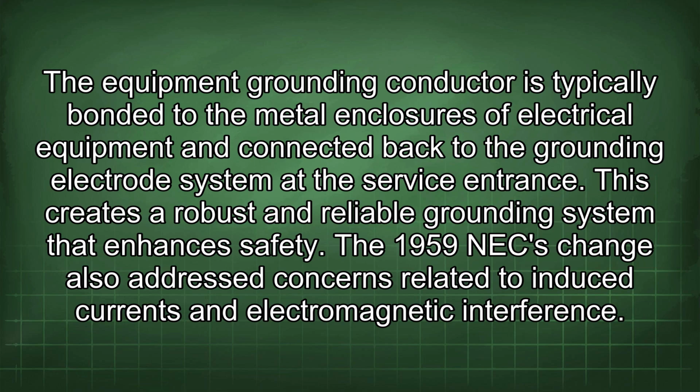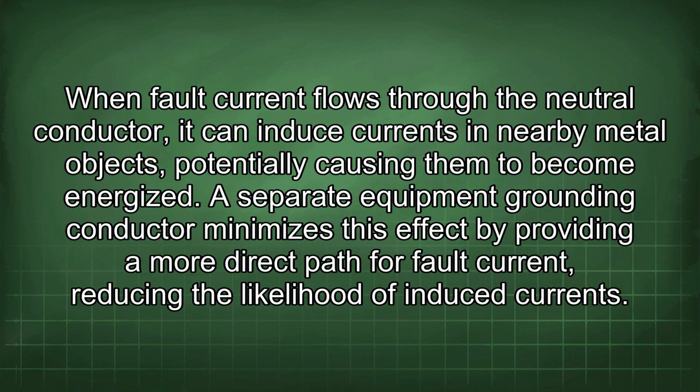The 1959 NEC change also addressed concerns related to induced current and electromagnetic interference. When fault current flows through the neutral conductor, it can induce currents in nearby metal objects, potentially causing them to become energized. A separate equipment grounding conductor minimizes this effect by providing a more direct path for fault current, reducing the likelihood of induced currents.